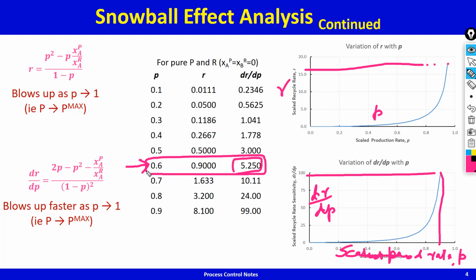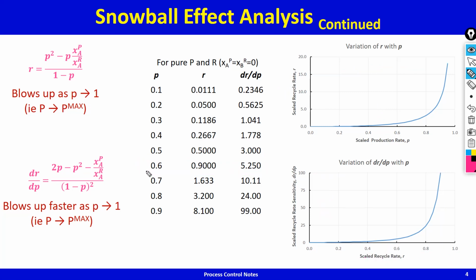The recycle shows large swings, or the recycle is highly sensitive to production rate changes, and a small change in production will cause a very large swing in the recycle rate. And because of those large swings, some unit in the recycle loop reaches its maximum or minimum capacity limit, and then you have operational issues, and that is the consequence of the snowball effect. Okay, control shift.